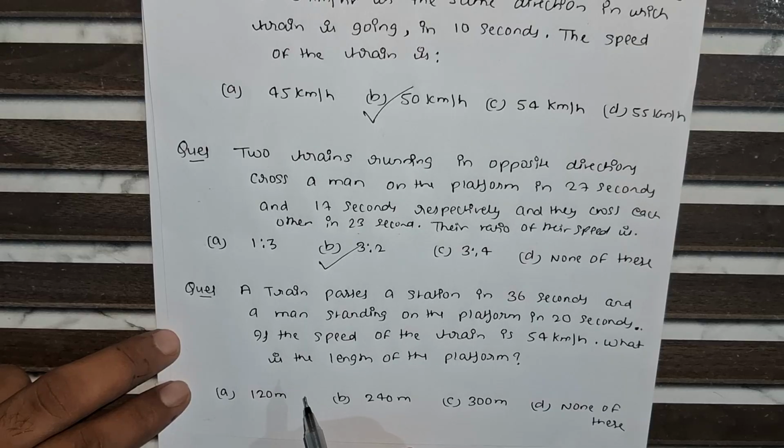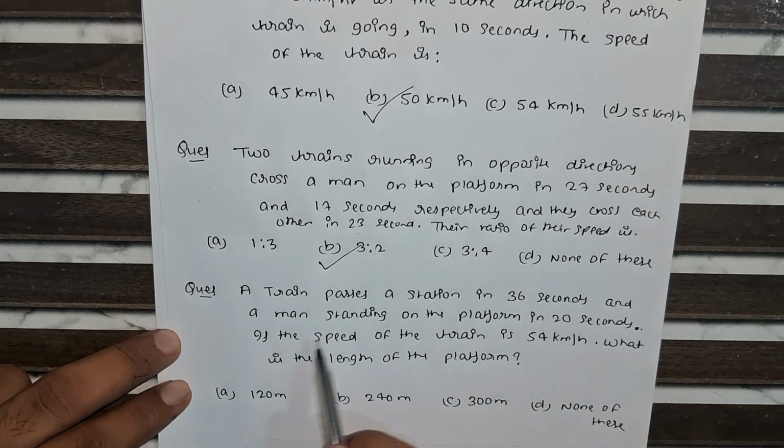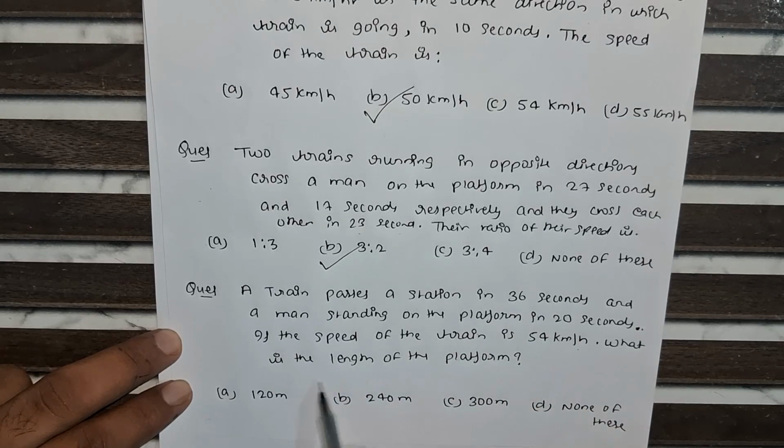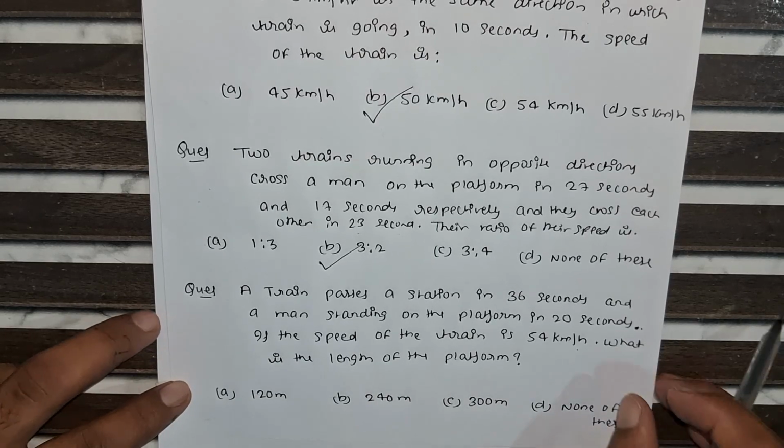Now move to our fourth question, which is: a train passes a station in 36 seconds and a man standing on the platform in 20 seconds. If the speed of the train is 54 km per hour, what is the length of the platform? So this is another type of question which is based on a different concept. So let's solve this problem.